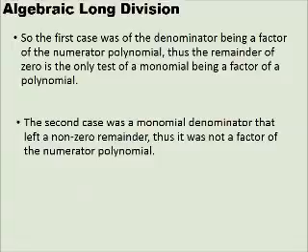So the first case was of the denominator being a factor of the numerator polynomial. Thus, the remainder of 0 is the only test of a monomial being a factor of a polynomial. And the second case was not that case.